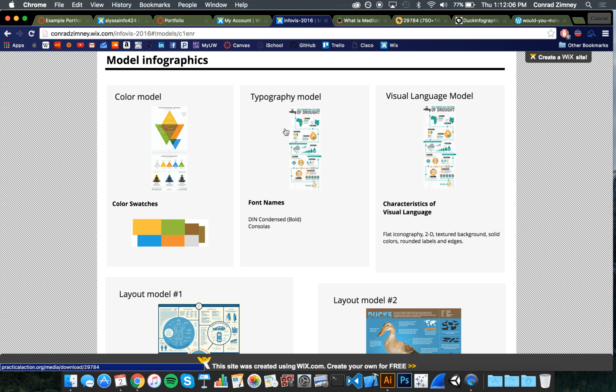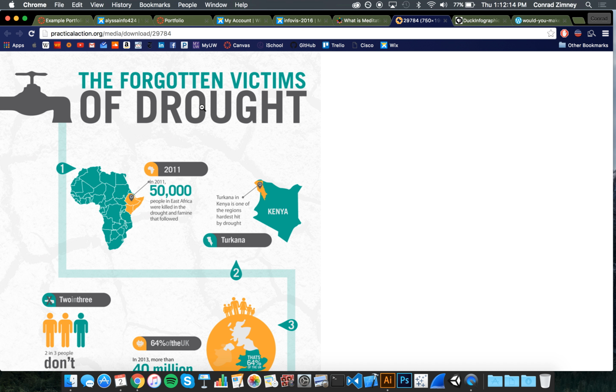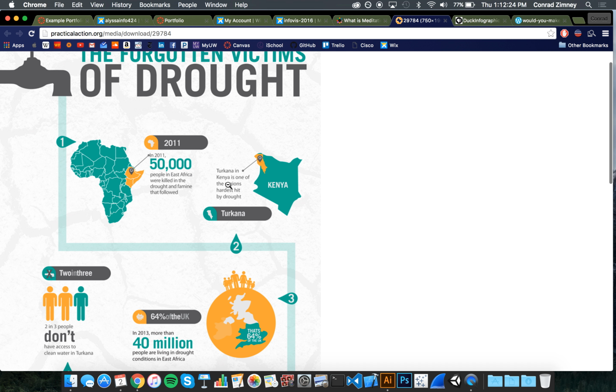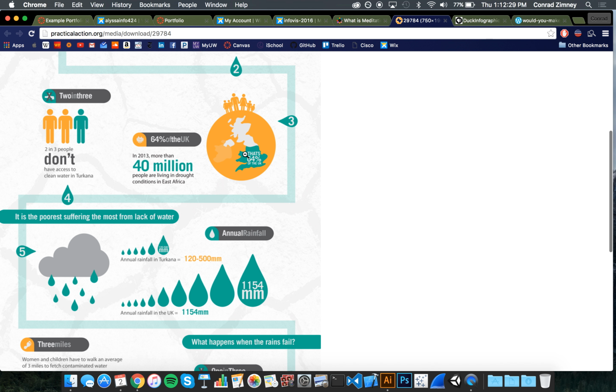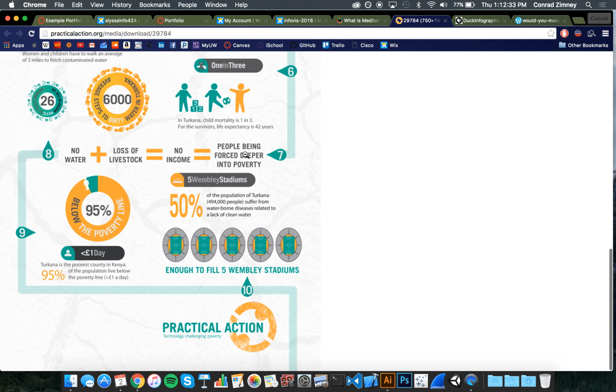Moving on, we have my typography model as well as my visual language model. That can be seen here. So my typography model here, it's using DIN condensed bold as the typeface for this main title, and then Consolas is the closest typeface that I found for these smaller labels. In terms of typography, those are pretty much the only two typefaces that are used throughout this infographic.